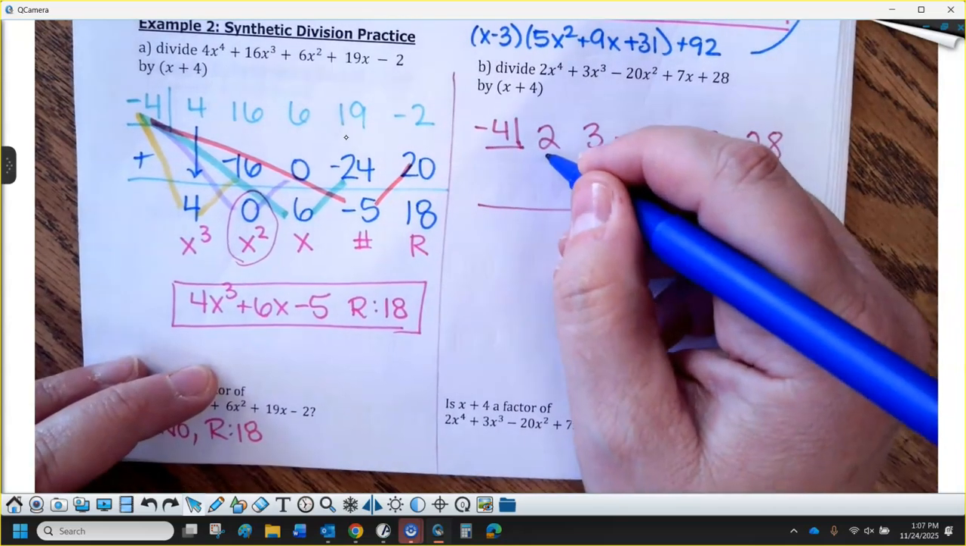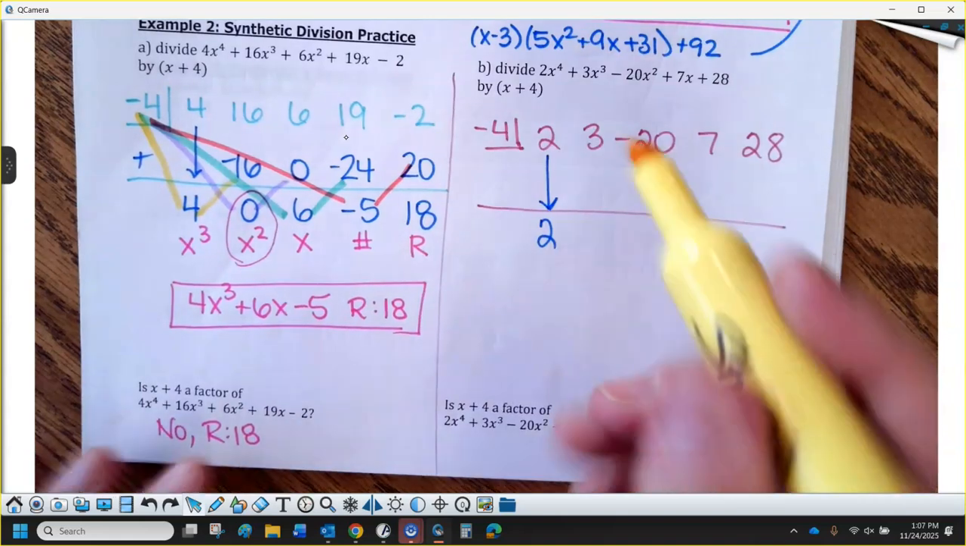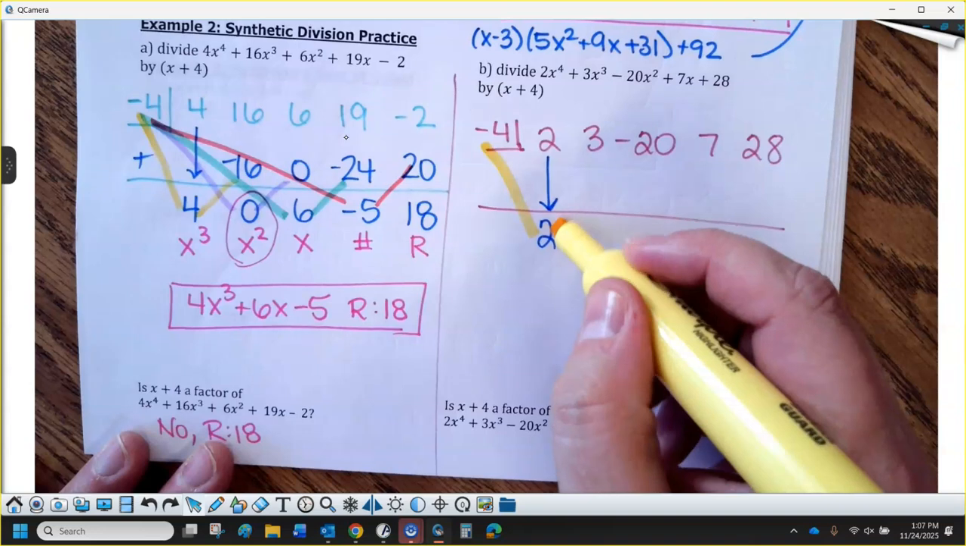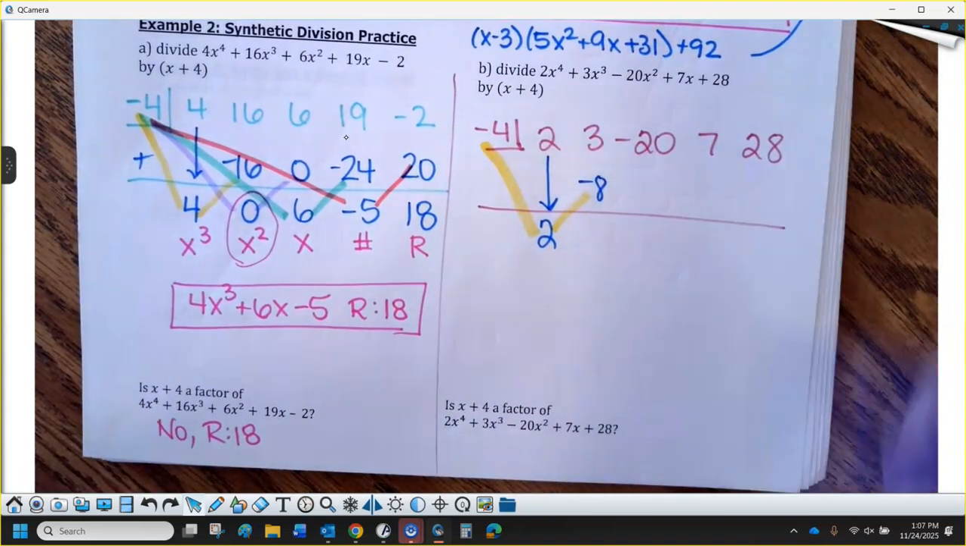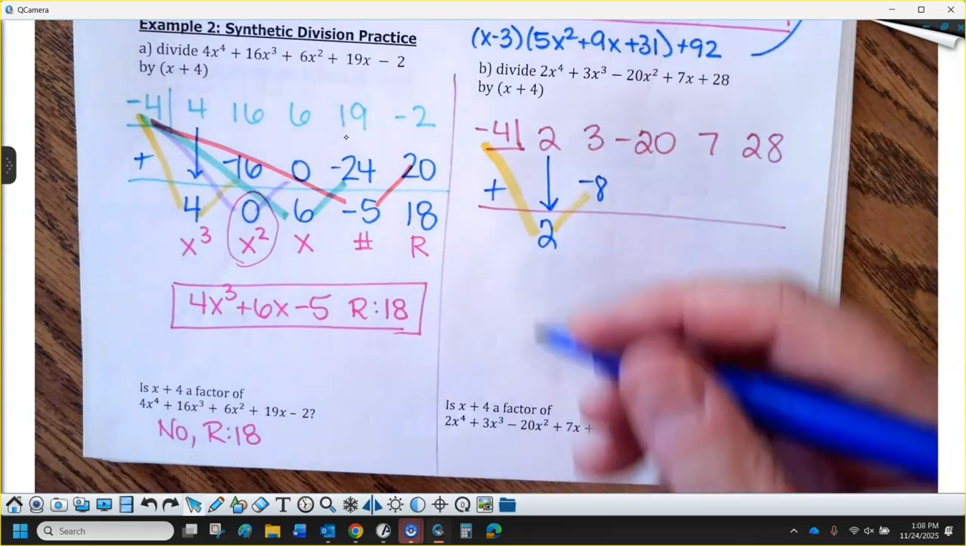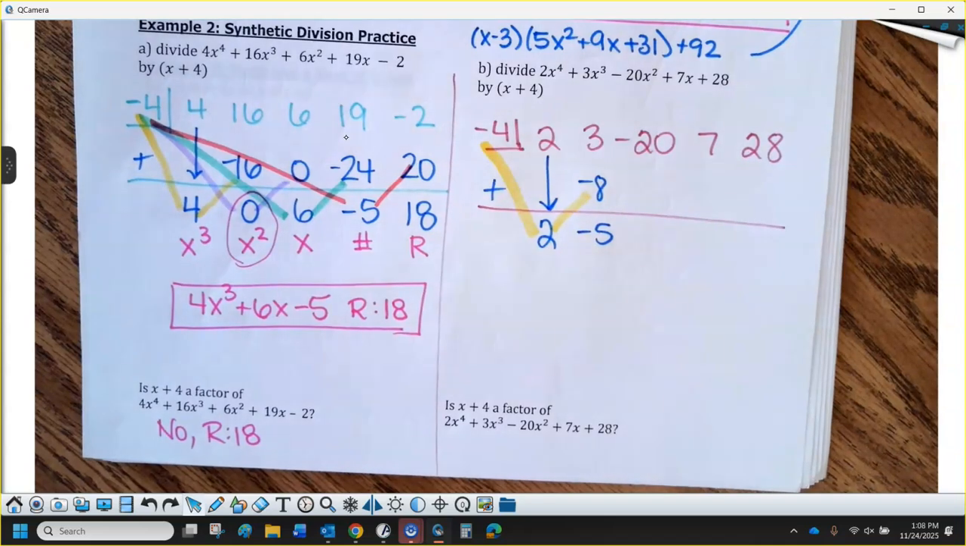Okay, the very first step is just to bring down the first coefficient and write that below the line. So bring it down. Then we're just going to multiply, add all the way down. And I'm going to try and grab a different color. All right, so I'm going to do negative 4 times 2. That goes in the next open spot, which is going to give us negative 8. Just add the numbers that are stacked on top of each other. So 3 plus negative 8 would be negative 5.